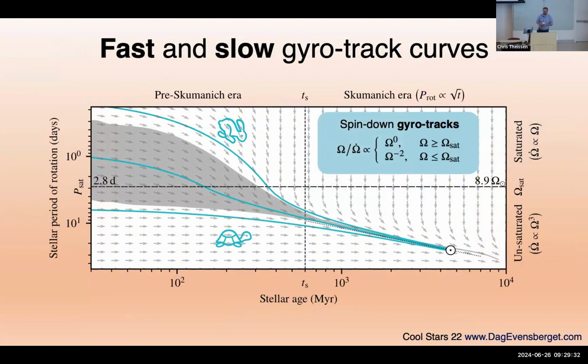match closely. It's basically chosen so that these curves and the background vector field of gray arrows match closely to the gray band, which is from the Gallet and Bouvier data. So I don't have a physical explanation.